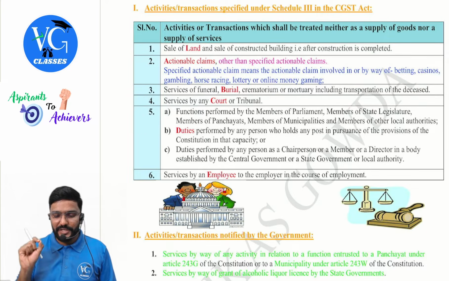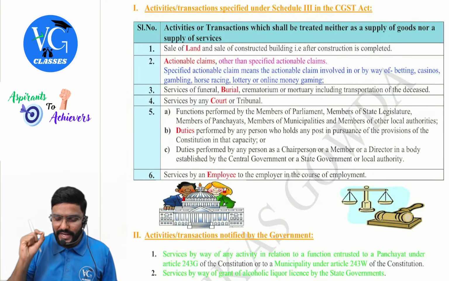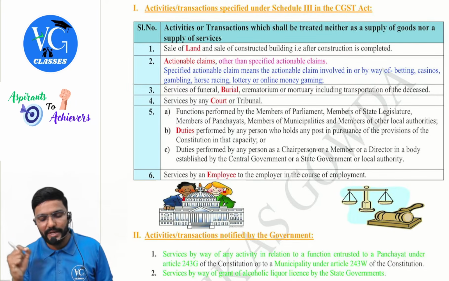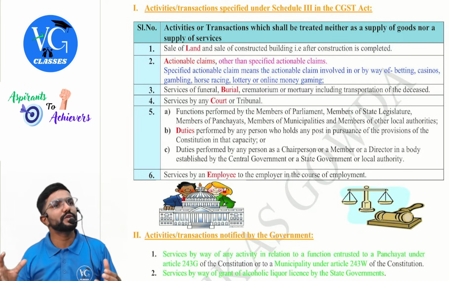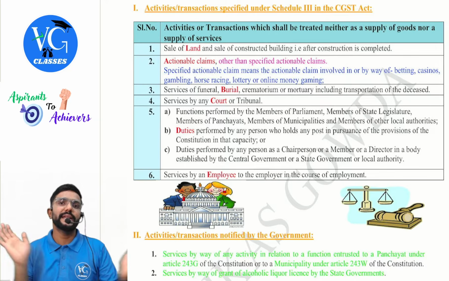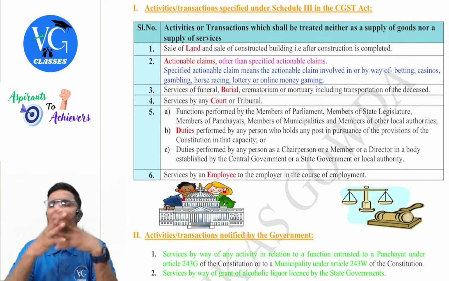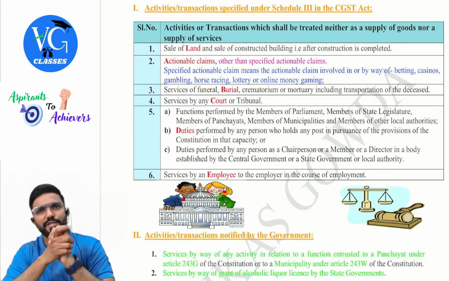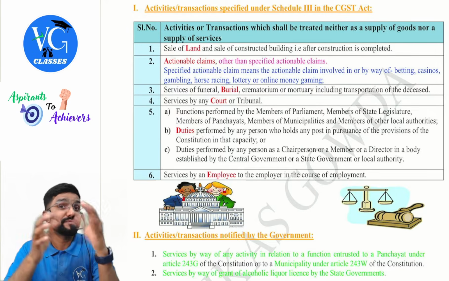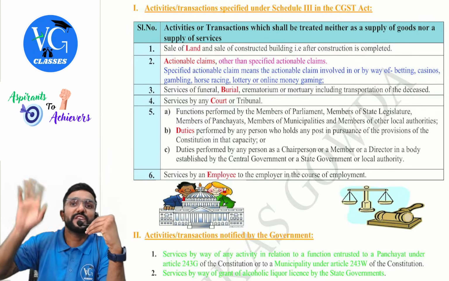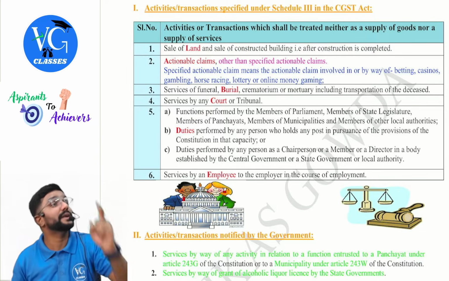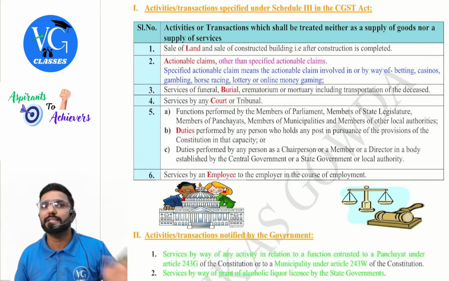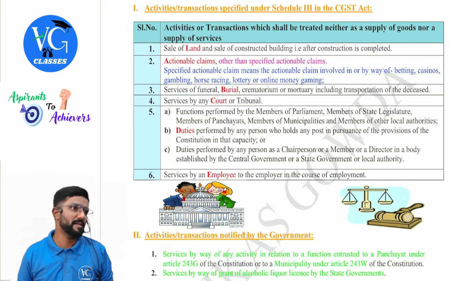Specified actionable claim means the actionable claim involved in or by way of betting, casinos, gambling, horse racing, lottery, or online money gaming. Guys, important. Goods definition includes actionable claim. And in the negative list, they're including actionable claim. Means actionable claim is not liable for GST? Yes. But other than... means from the negative list, they're excluding specified actionable claim. Means on specified actionable claim, GST is applicable or not? Applicable. Any other actionable claim, GST is not applicable.